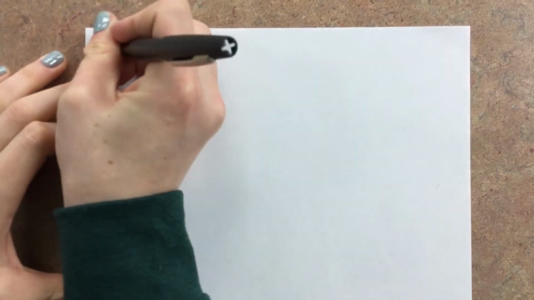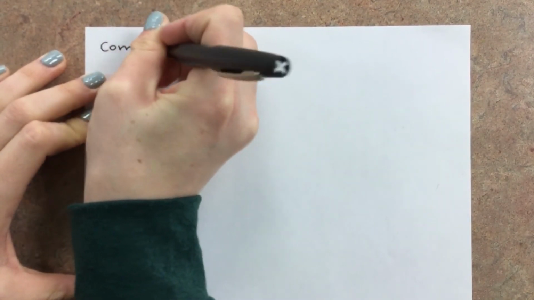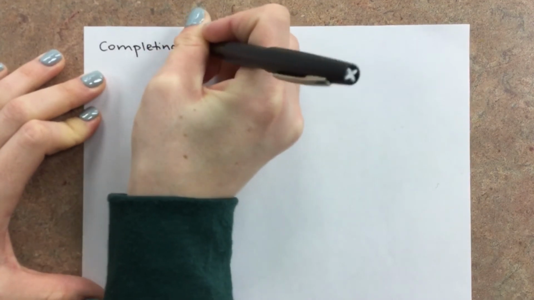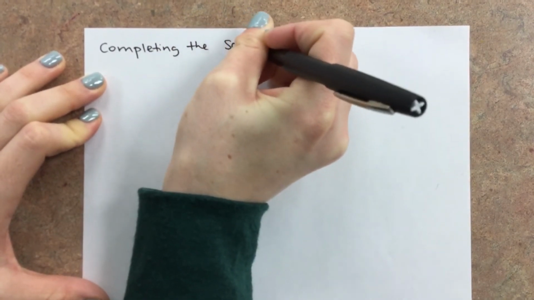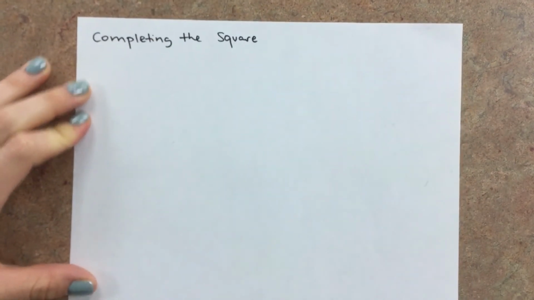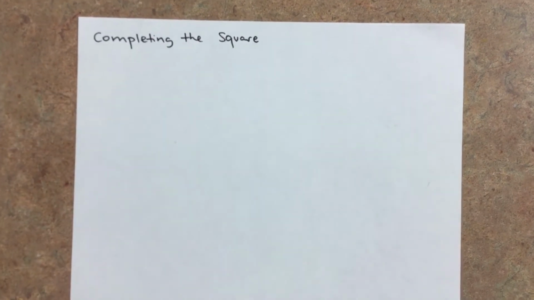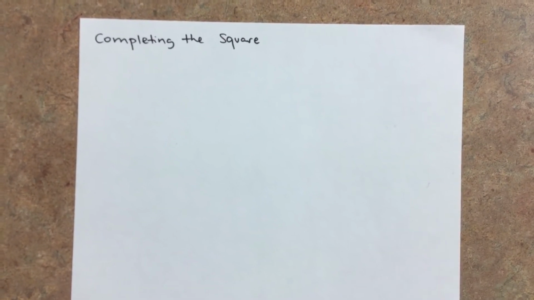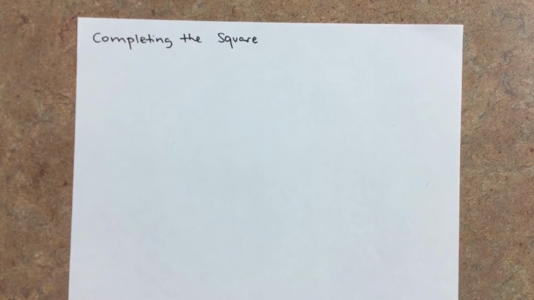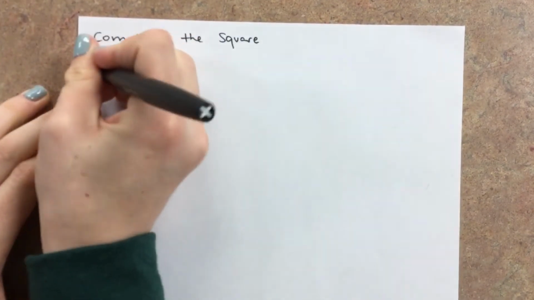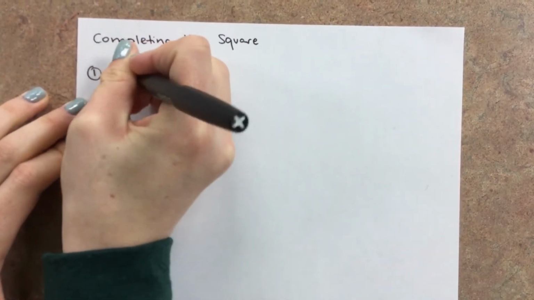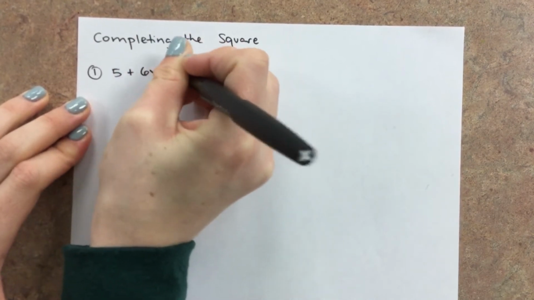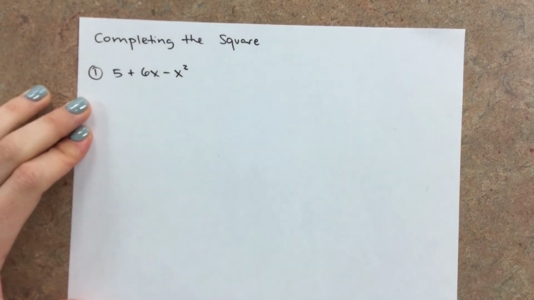So completing the square, going to do a couple of examples here to remind you. All right, so completing the square, we're going to do a couple of just like algebra examples first, and then bring it into calculus, just like we did with the long division stuff. So we are going to take 5 plus 6x minus x squared, and we're going to complete the square.